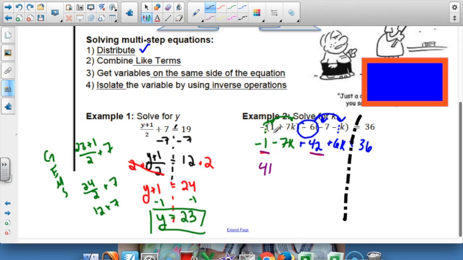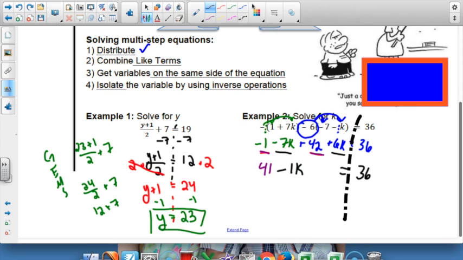I've also got a -7k and a +6k. Well, -7 plus 6, make sure you pull that sign, -7 plus 6 is -1k. If you want to drop the 1 and just write -k, that's fine. The other side of my equation still has a 36. And now this just looks like a two-step equation. So I don't have to worry about getting variables on one side because I've only got one variable at this point. I can start solving.